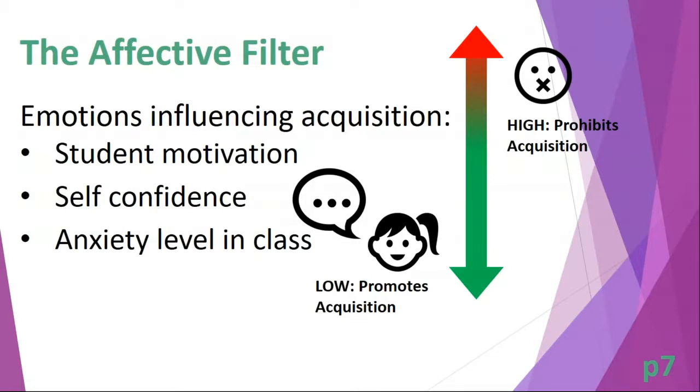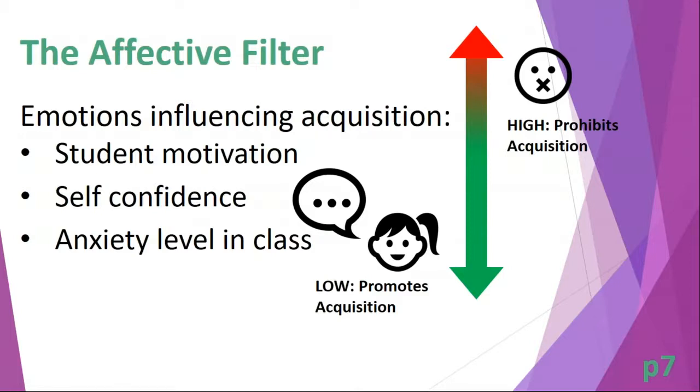The affective filter is also called children's emotions or their stress levels. And we know when children's emotions are high or they're feeling a lot of anxiety, they are having a much harder time learning. So if we can lower that affective filter, learning language and acquiring language will become much easier.